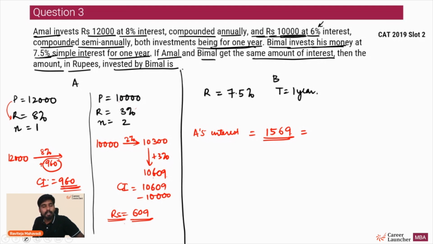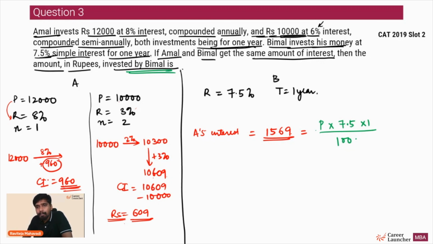This should be equal to the simple interest earned by B, where I don't know what P is. I know what R is, and the number of years is 1, upon 100. How much did B invest is the question. So that is what I have to figure out. What is P over here? So this seems to be a calculation based question again.